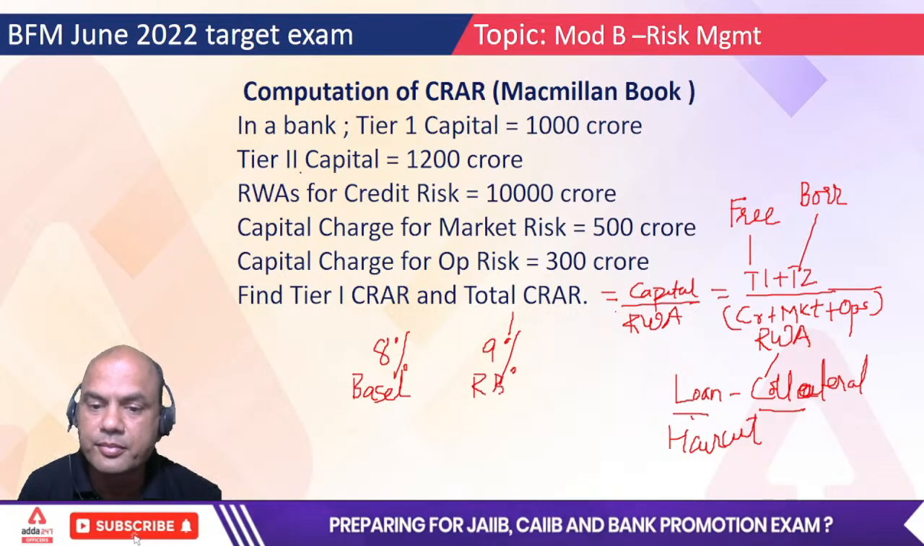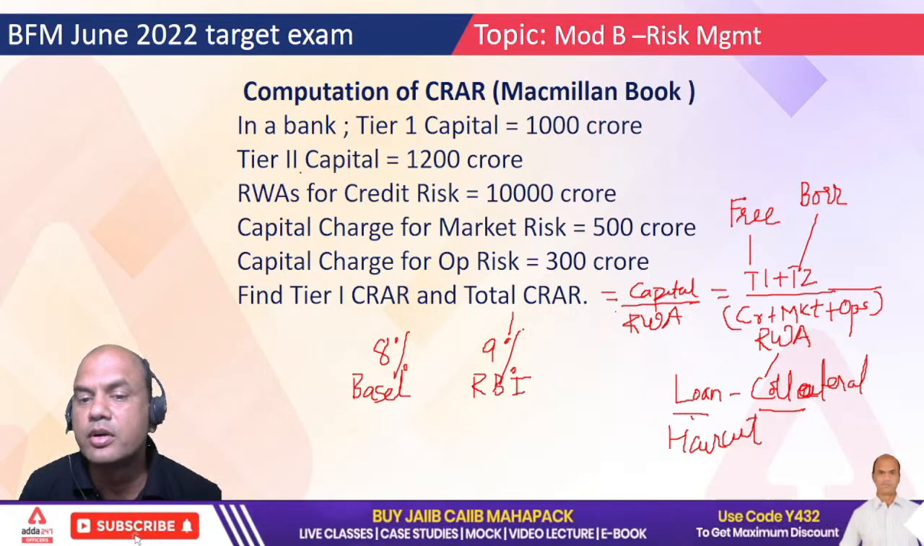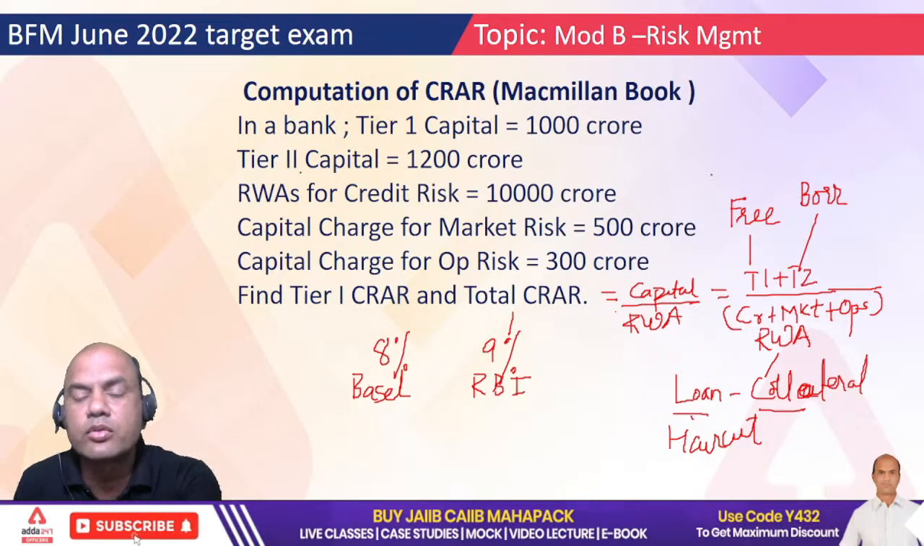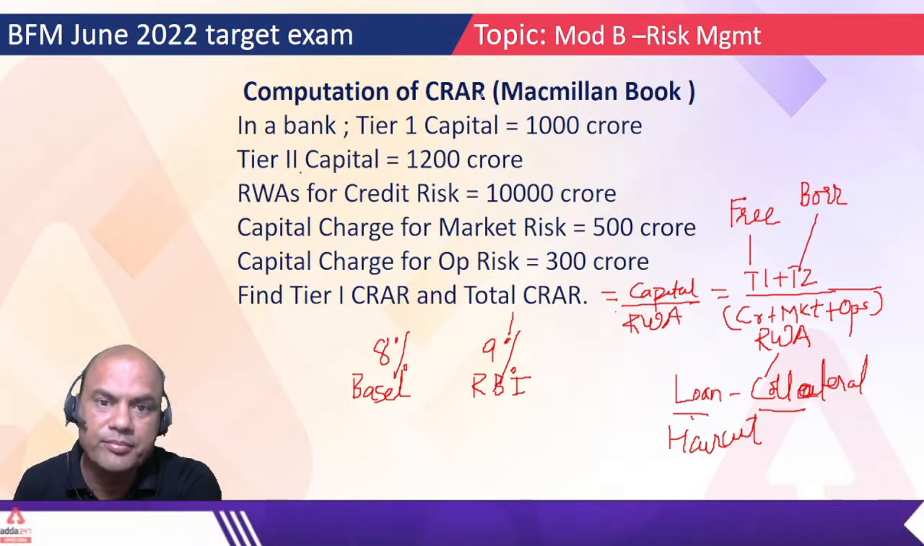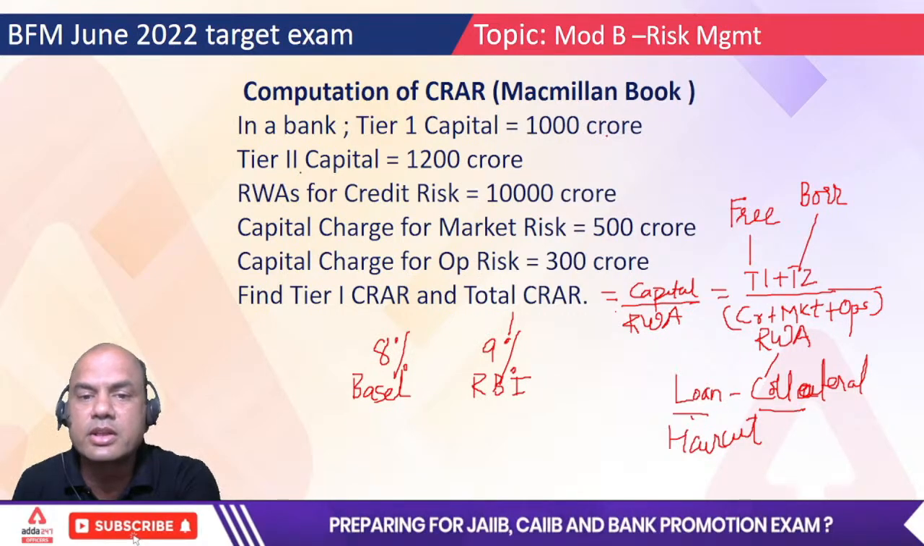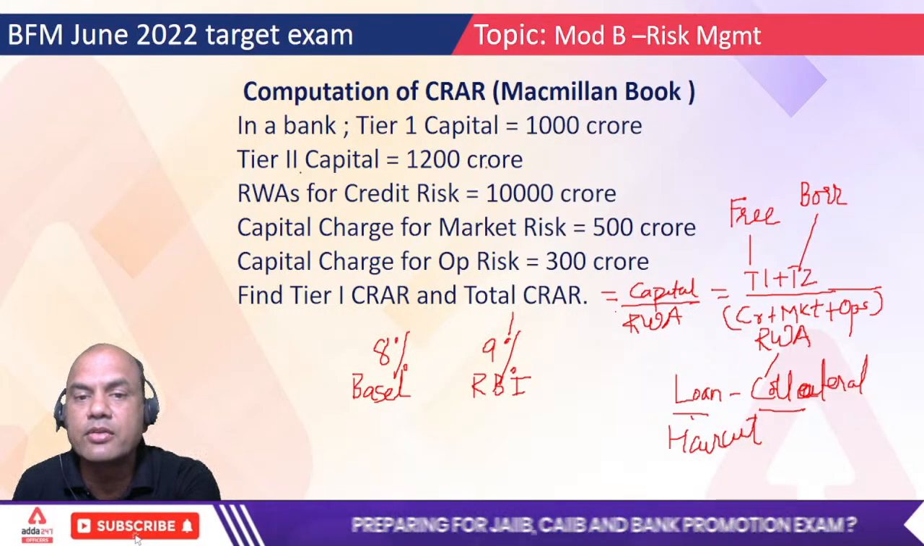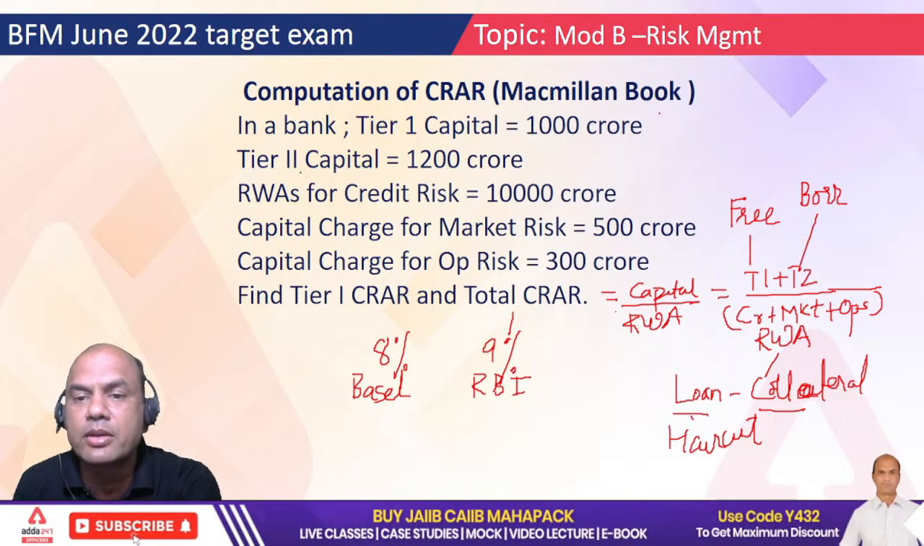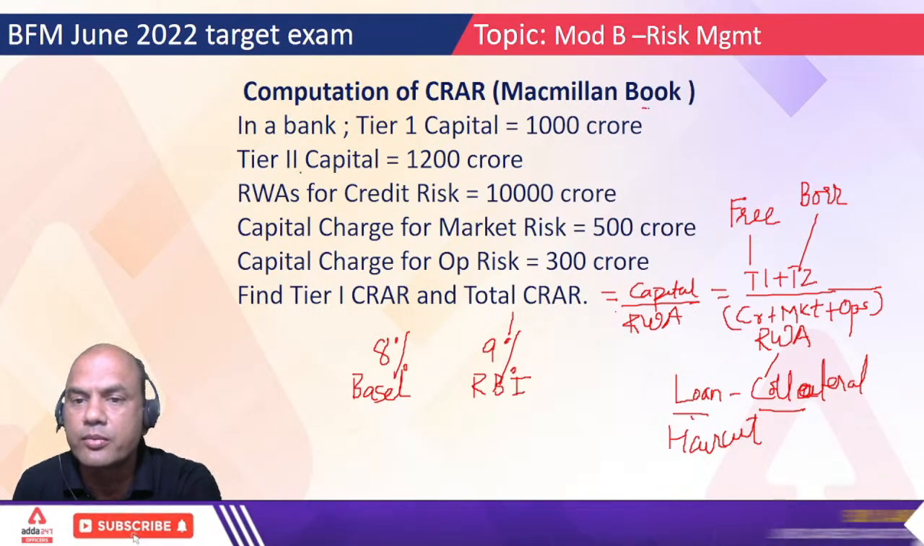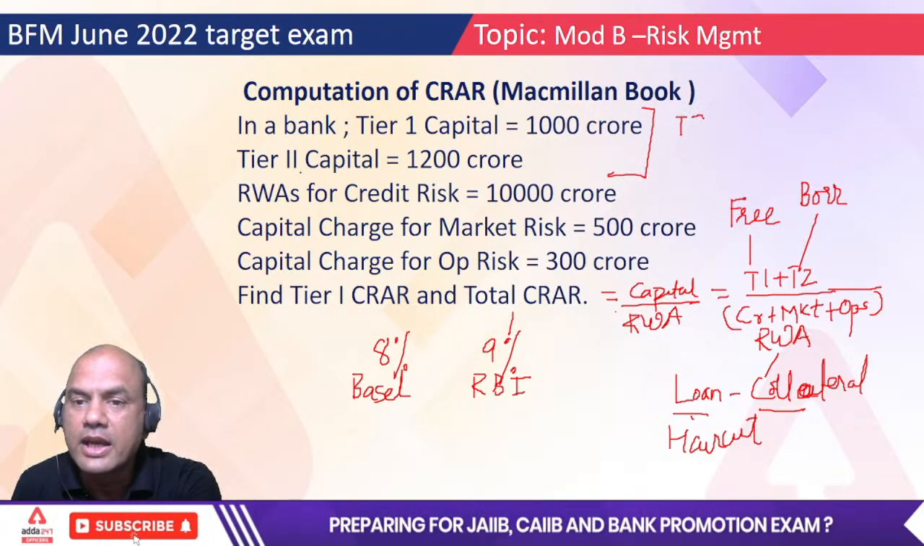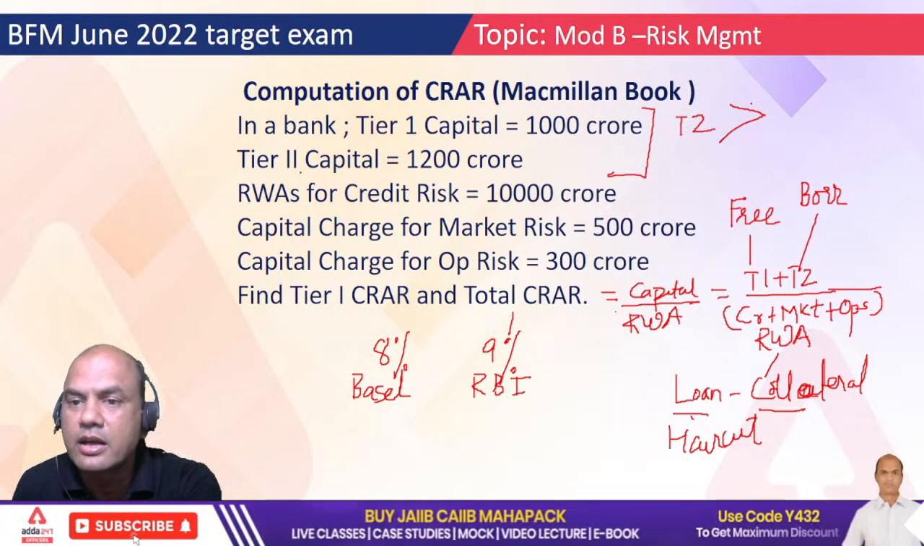Now let's move on. Now let's go to find this answer. What is the tier 1 capital given? 1000 crore. What is tier 2 capital given? 1200 crores. Now remember one important rule for tier 1 and tier 2. Always remember, tier 2 cannot be greater than tier 1.